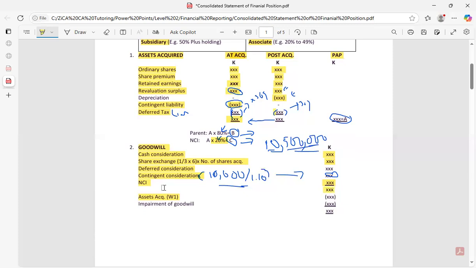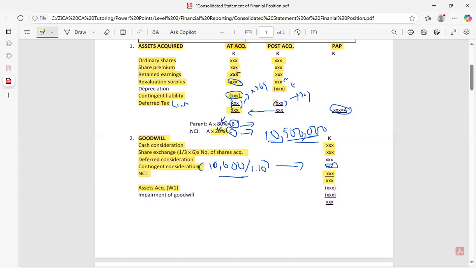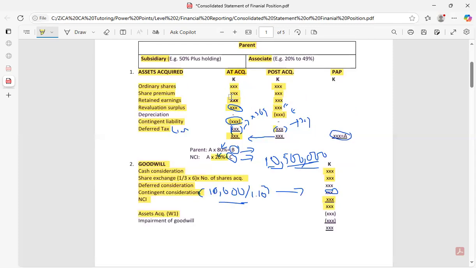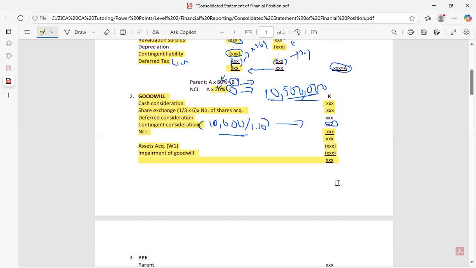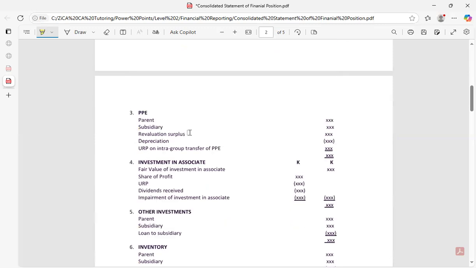And then from this figure, we need to deduct the assets that have been acquired, which are these that we found in working number 1. And then we also have to deduct the impairment of goodwill. So goodwill impairs. You'll be given this impairment. There's nothing to think about or calculate here. These are figures that you'll be given, right?